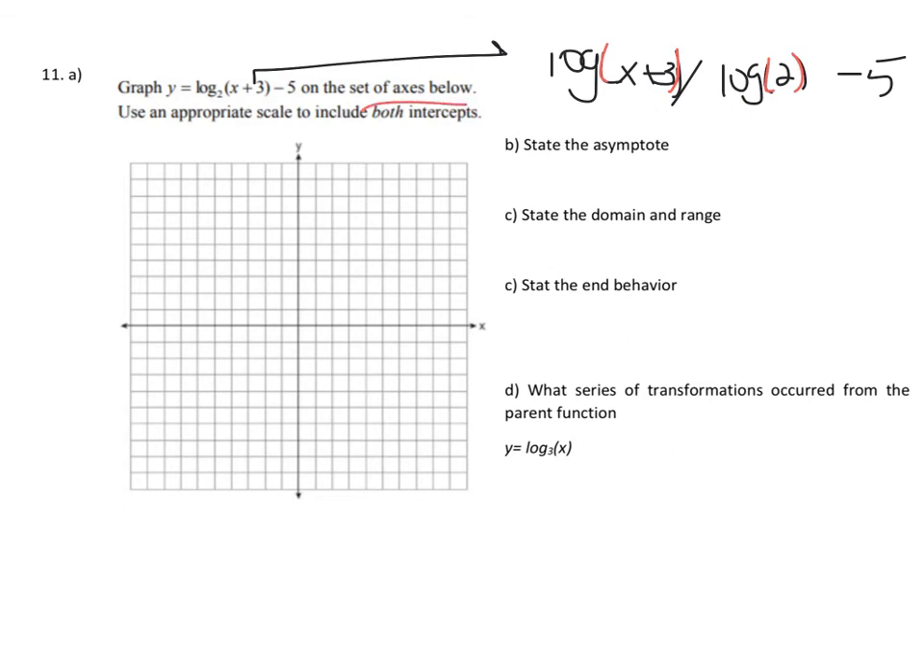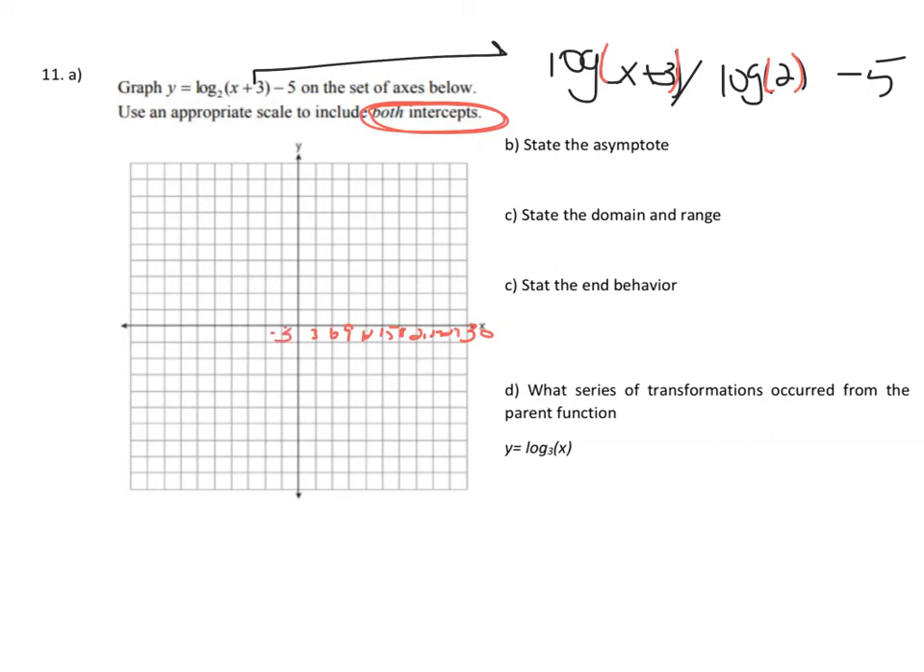Now, the thing here is they want both intercepts. So in order to get both intercepts, you actually have to make the x max go all the way to at least 30, because the x-intercept is at 29. To get to 30, I counted by 3s: 3, 6, 9, 12, 15, 18, 21, 24, 27, okay, and then -3.